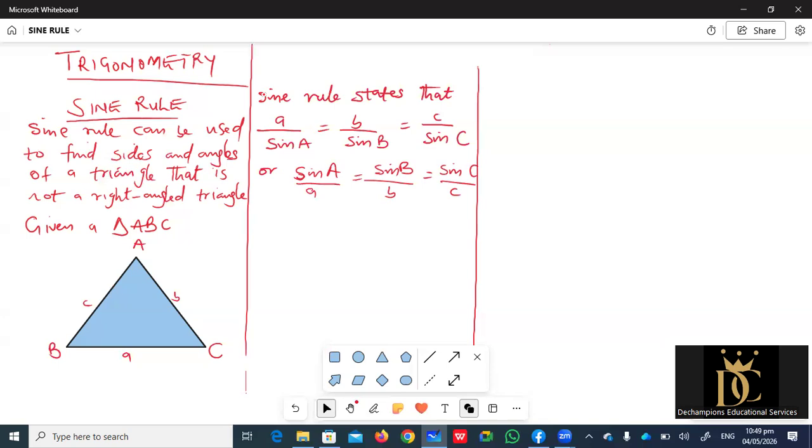Just like we said earlier, we can use this rule to find angles of a triangle and can also use it to find sides of a triangle. But that is if the triangle is not a right angled triangle. Let's look at this example.